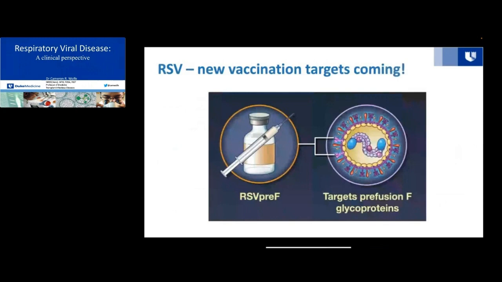The RSV vaccines actually target a little surface protein. This is a new sort of strategy for us, and I think we really have some good optimism here that it will make a dent in that disease.